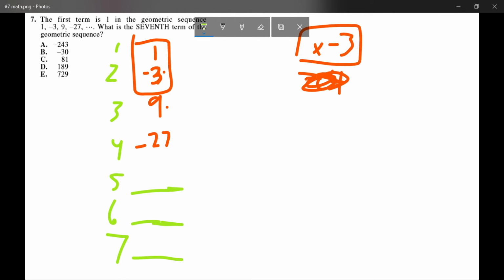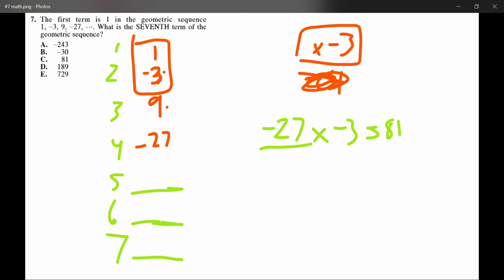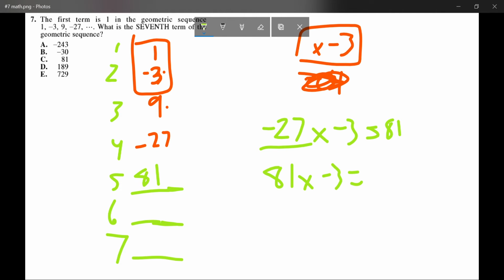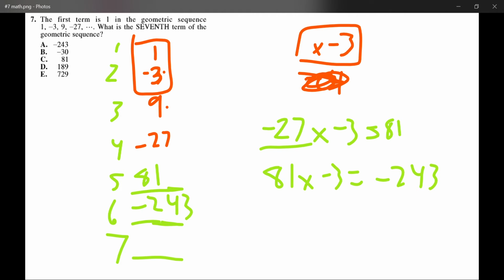So -27 times -3, I think my mental math tells me that is 81. So we say 81 times -3, and we're going to be able to say that's -243. And here's where I will probably go ahead and pull a calculator out. -243 times -3. Let's see. 243 times 3 is 729.